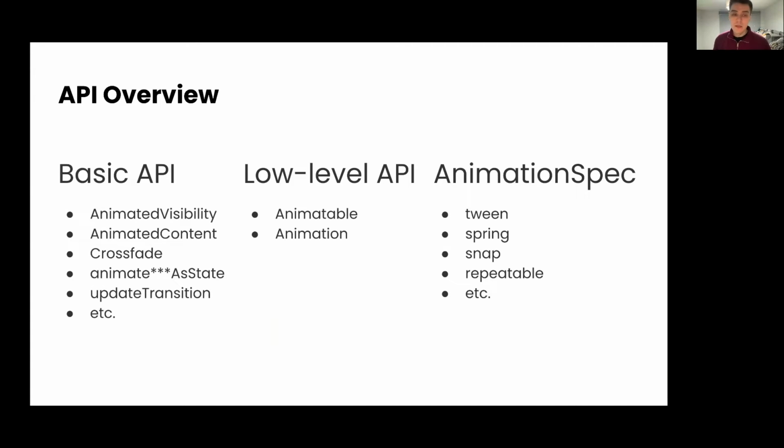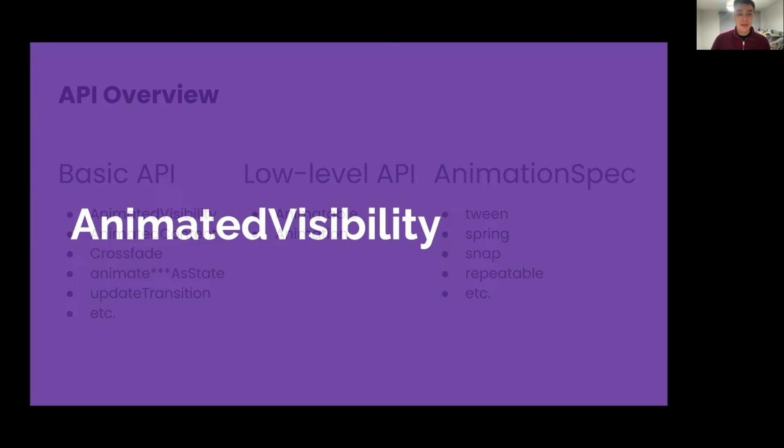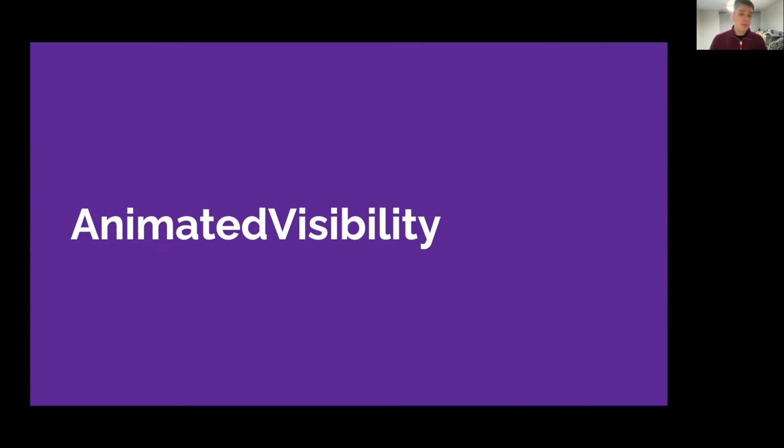And the third part is the animation spec. It's not like animation, but animation spec is a part that is responsible for customizing animations. And animation spec is used almost everywhere, and we will see it almost in every function. And in some examples, I will just omit it for simplicity. And let's start with animated visibility.